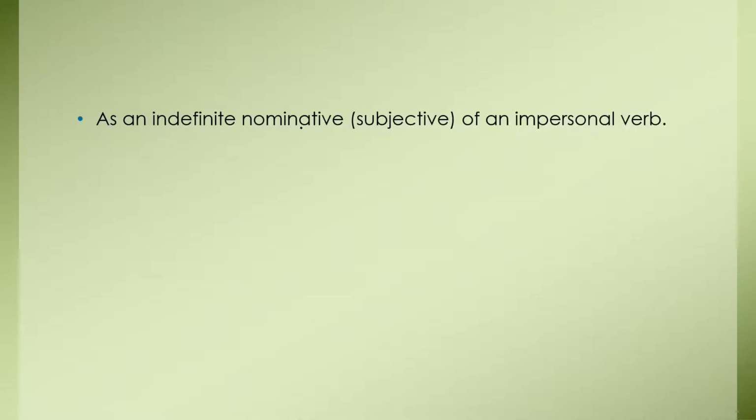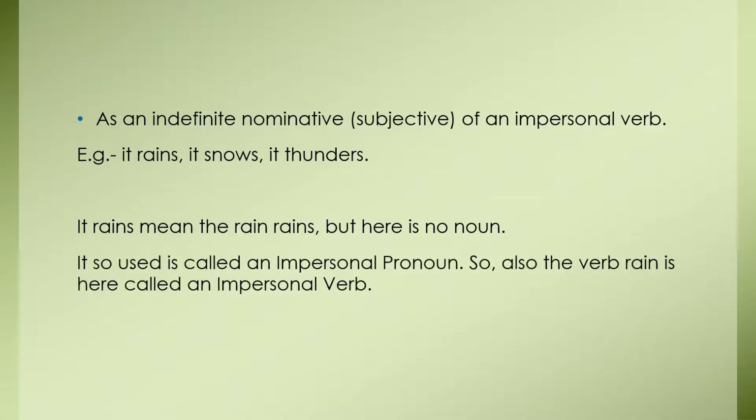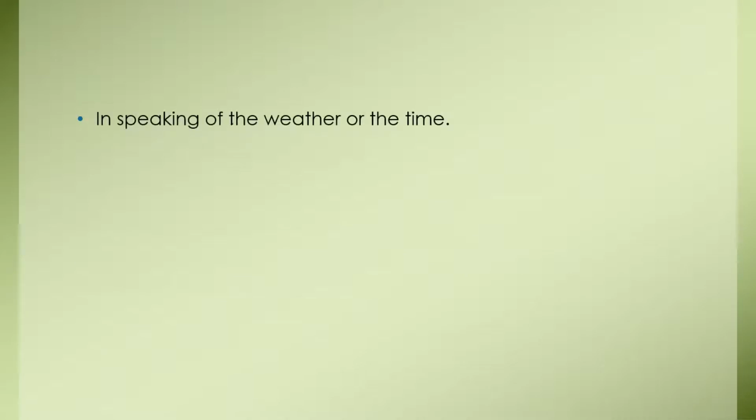As an indefinite nominative or subject of an impersonal verb. Example: it rains, it snows, it thunders. Here, it rains means the rain rains, but there is no noun. It, so used, is called an impersonal pronoun. So also, the verb rain is here called an impersonal verb. In speaking of the weather or the time, we use it. Example: it is fine, it is winter, it is 10 o'clock.